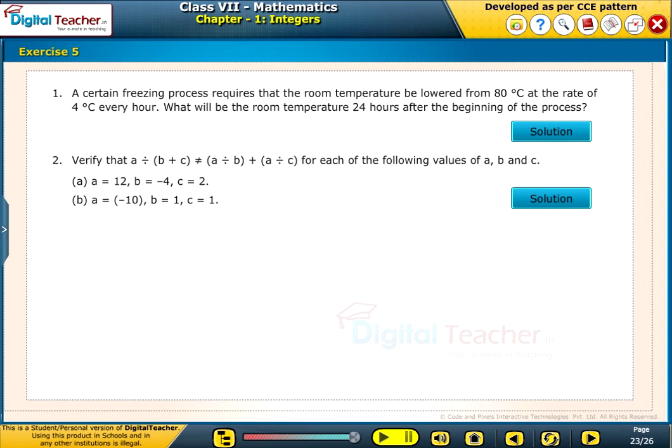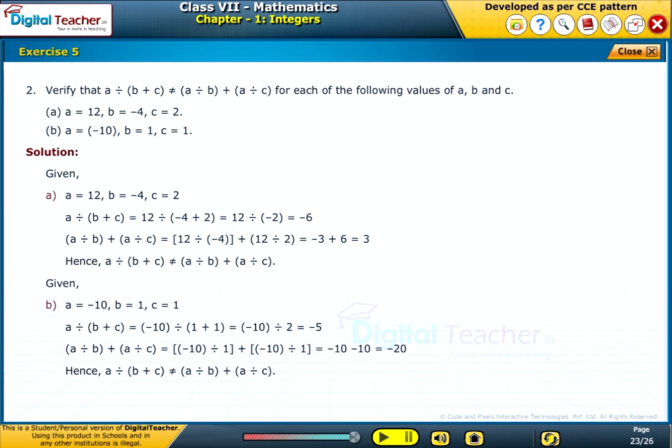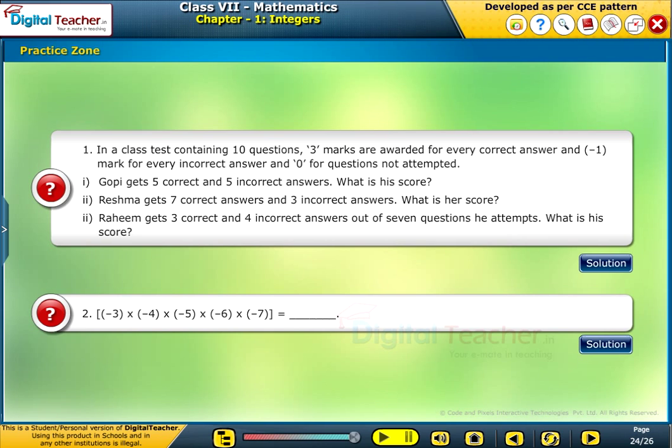Let us solve a few exercise problems. Click the tab to view solution. Try to solve the problems in the practice zone on your own. You can click solution for your reference.